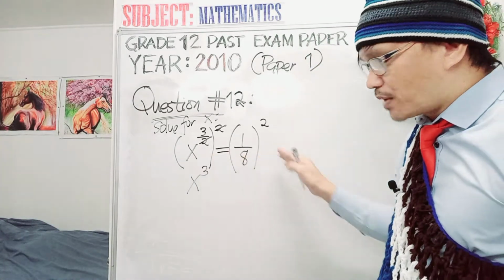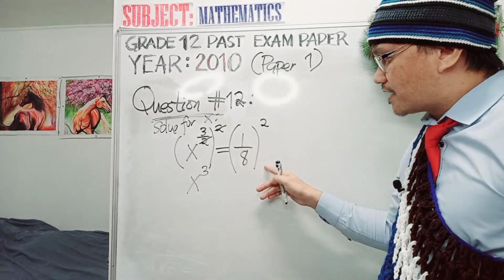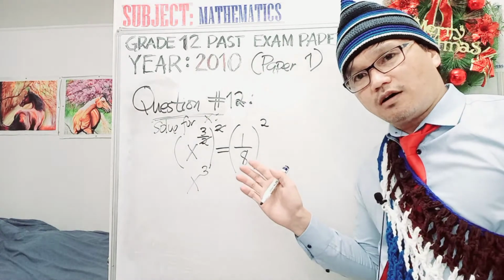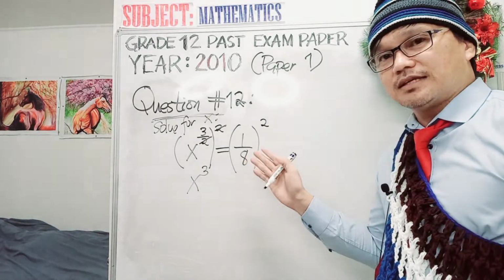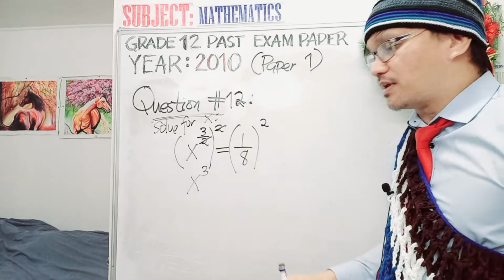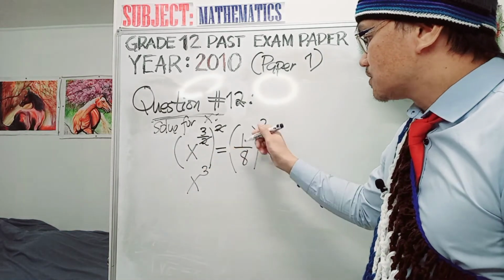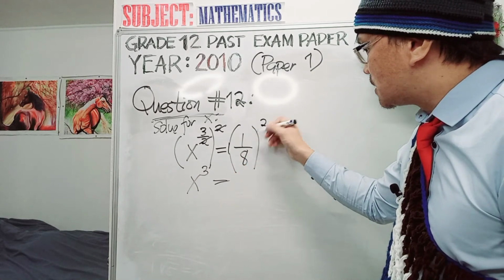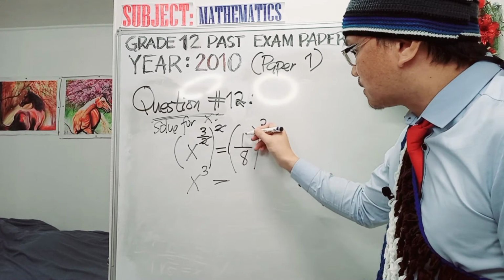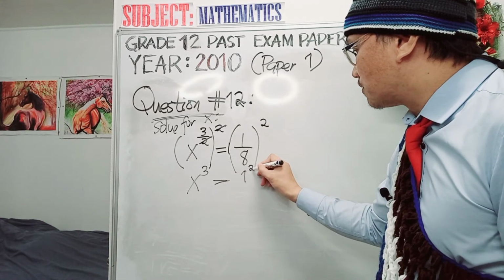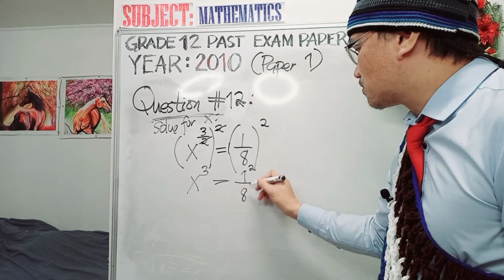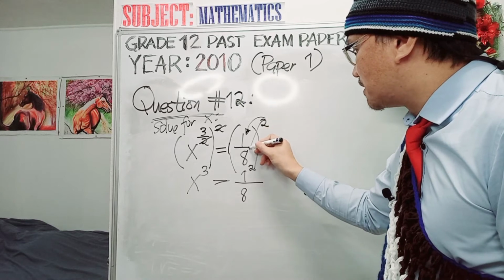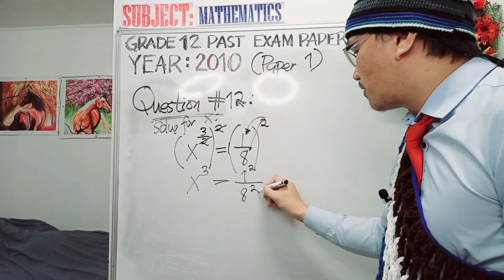And you have to do it on both sides because it will be unfair to the other side if you are not going to do it, and that is against the rule of performing mathematics. We have to do it on both sides of the equation. So now, the other side, that 1 is understood to have an index of 1, so 1 to the power of 2 all over 8 to the power of 2, by law of indices number 3.